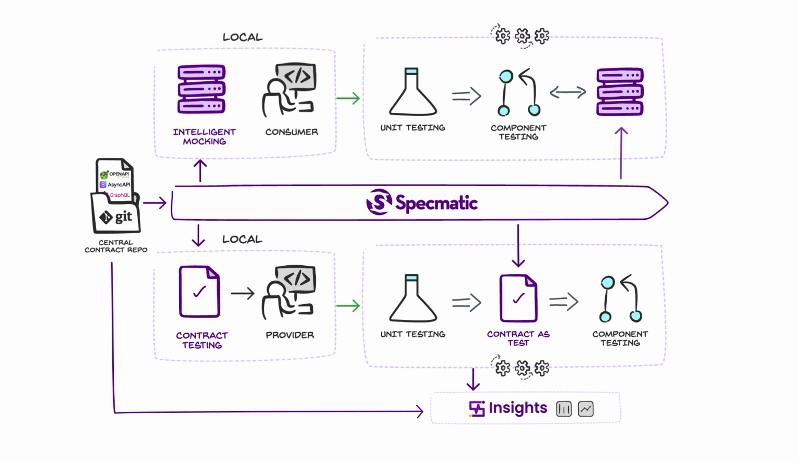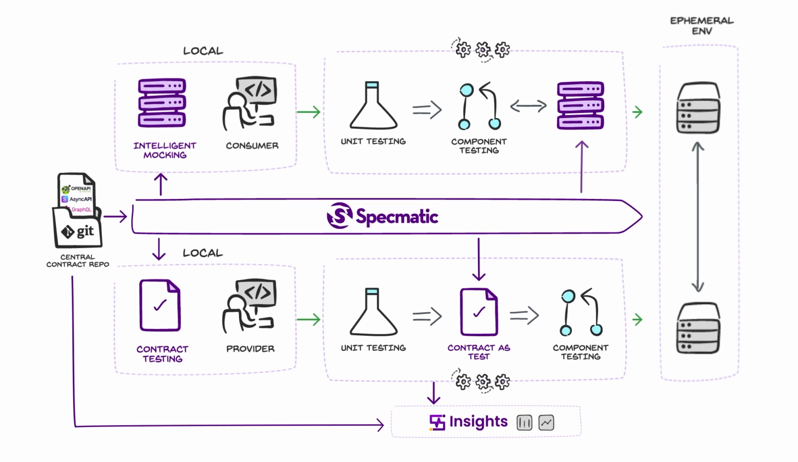Specmatic then publishes results to Specmatic Insights, where teams can visualize their entire service landscape, track contract adoption and compliance, monitor drift, identify areas for improvement. And that's not all. With Arazzo workflow specifications, Specmatic can run end-to-end workflow tests and mock external dependencies inside ephemeral environments. This helps you validate user journeys early, not just individual endpoints.